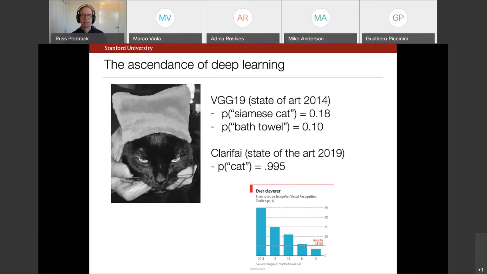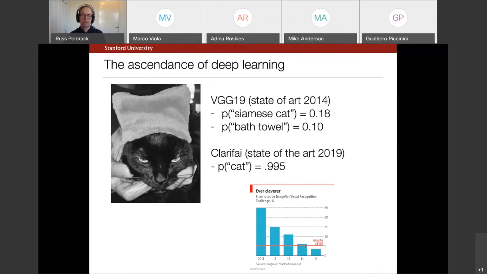As I mentioned, deep learning has become amazingly effective at tasks like object recognition in the last few years. So I fed this image of Coco into VGG19, a state-of-the-art deep learning system from 2014, and it gives you back the probability of what's being seen in this image. The most probable thing it told me was Siamese cat. Obviously, Coco is not a Siamese cat, but she's a cat, with a 0.18 probability. It also said with 0.1 probability that there's a bath towel in the image, presumably going off the fact that the hat has a towel-like texture.